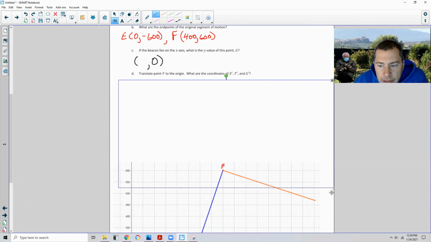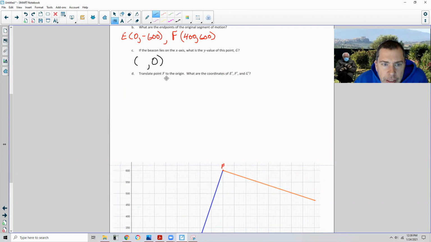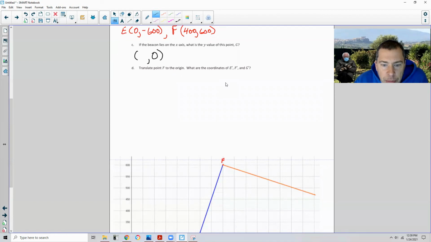Now it says, translate point F to the origin. What are the coordinates of E prime, F prime, and G prime?